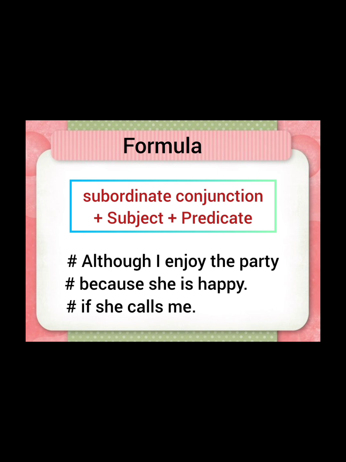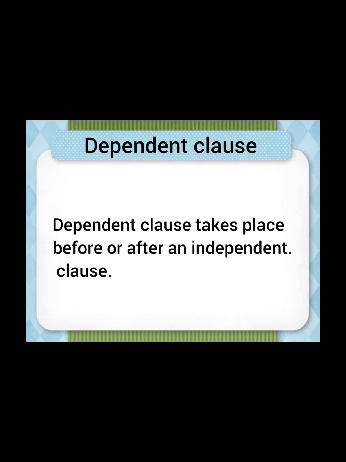I is subject and then predicate is there. Because she is happy, if she calls me. If you look at these examples, they do not give us a complete meaning, so they are not complete in themselves. Now, dependent clause takes place before or after an independent clause within a sentence.